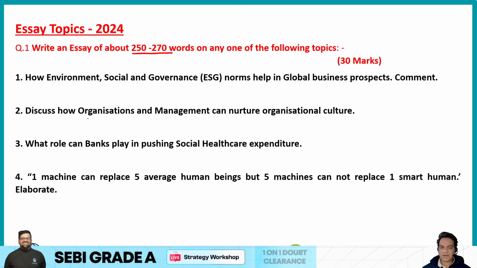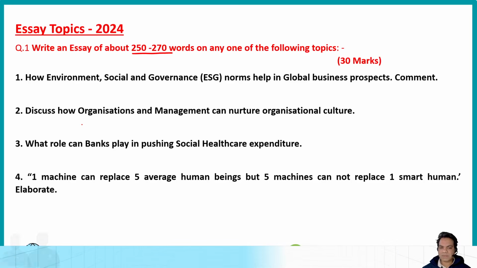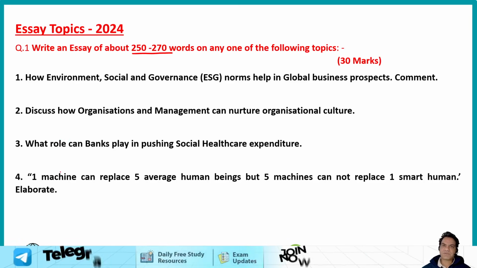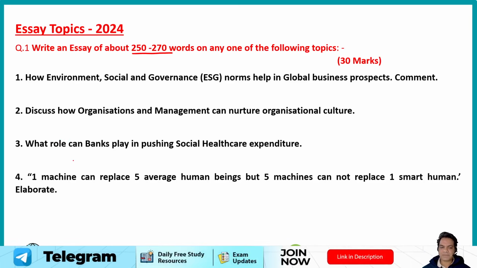Second is discuss how organizations and management can nurture organizational culture. This is a topic based on management. Third is what role can banks play in pushing social healthcare expenditure. This is a combination of ESI and finance. And fourth, it was a static topic, guys: one machine can replace 5 average human beings, but 5 machines cannot replace one smart human. So this was a static topic, and these were the 4 essay topics given in the year 2024.